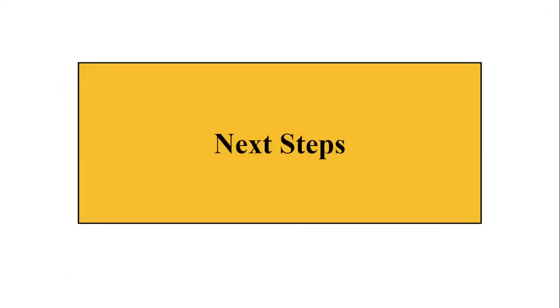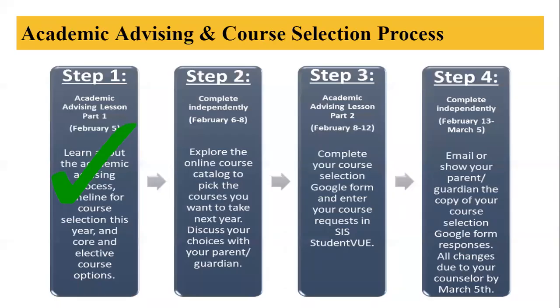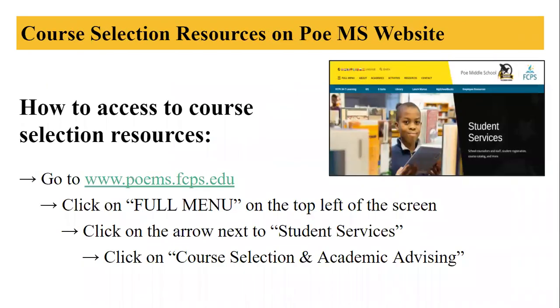All right, guys, we've talked about all of our electives now. We're going to talk about our next steps. You saw this earlier, our 4 steps in the academic advising and course selection process. Step 1 is complete, which is receiving this lesson. Now for step 2, you need to take some time to think about what classes you're interested in taking next year so that you're ready to sign up for them when your school counselor comes to your history class the week of February 8th through the 12th.